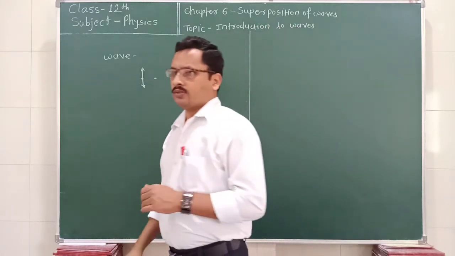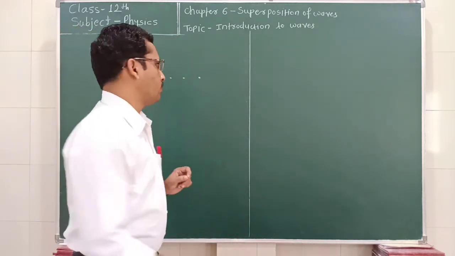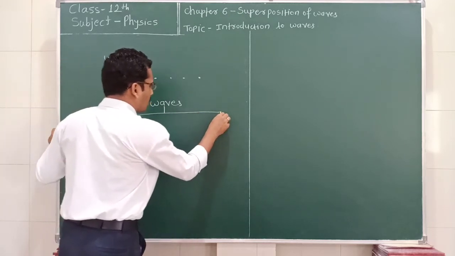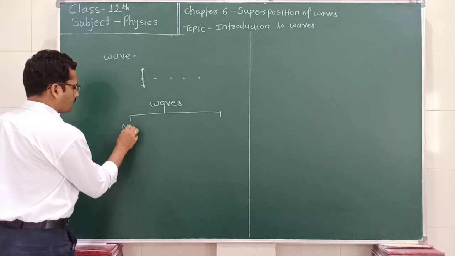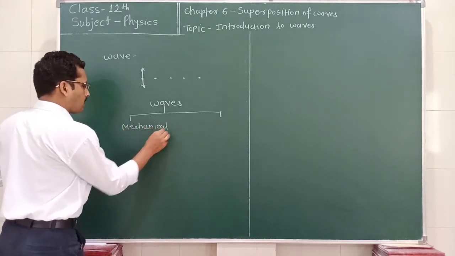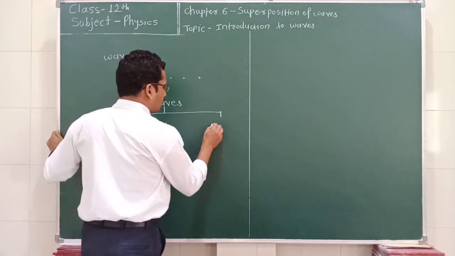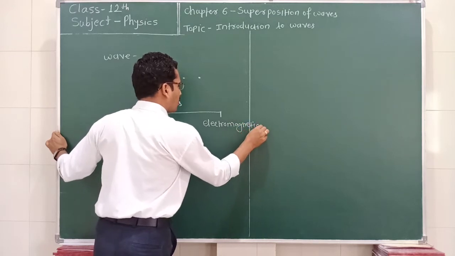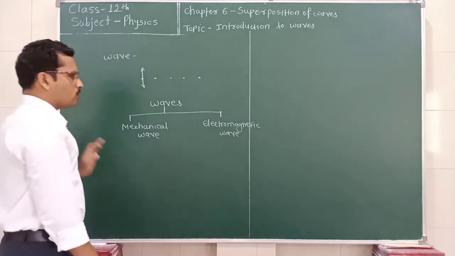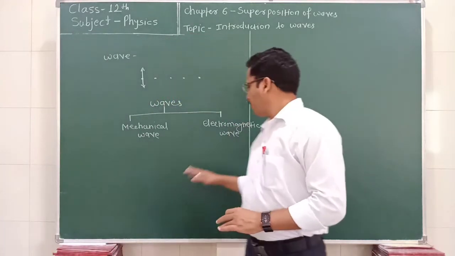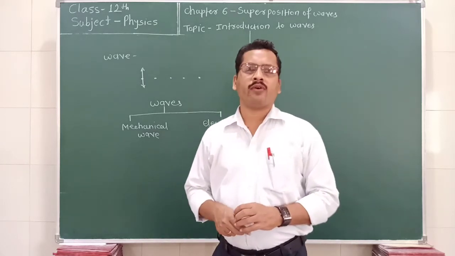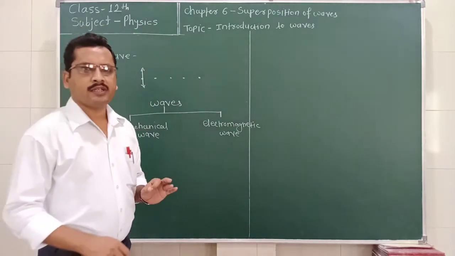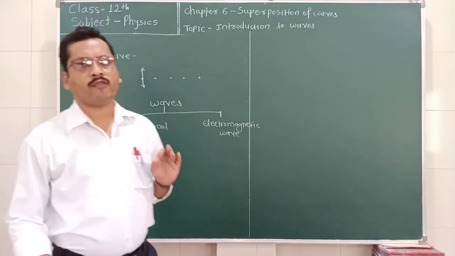Now, what are the types of waves? Mainly, we are discussing two types of waves in this chapter. One is the mechanical wave, and the second one is called the electromagnetic wave. So, what is the difference between these two types of waves? In the case of a mechanical wave, to travel, a medium is necessary. Without a medium, a mechanical wave can't travel from one place to another place.